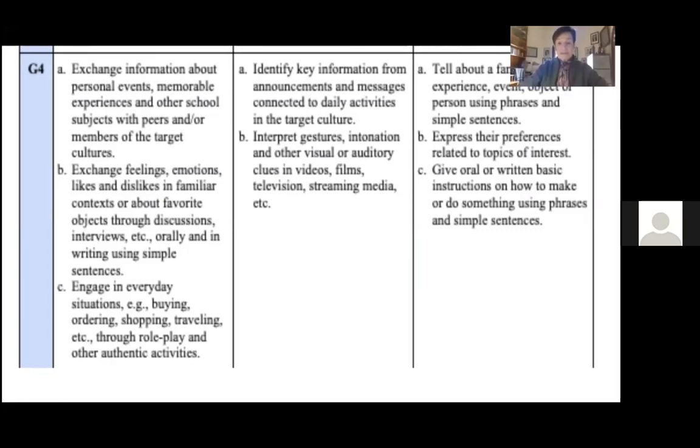These are just the communication benchmarks. Just as an example, if you look at the top middle benchmark, it says, identify key information from announcements and messages connected to daily activities in the target culture. So that's one skill that students will be learning and practicing during this unit, and that they will need to apply when they do their assessment task, their assessment project. Next slide.